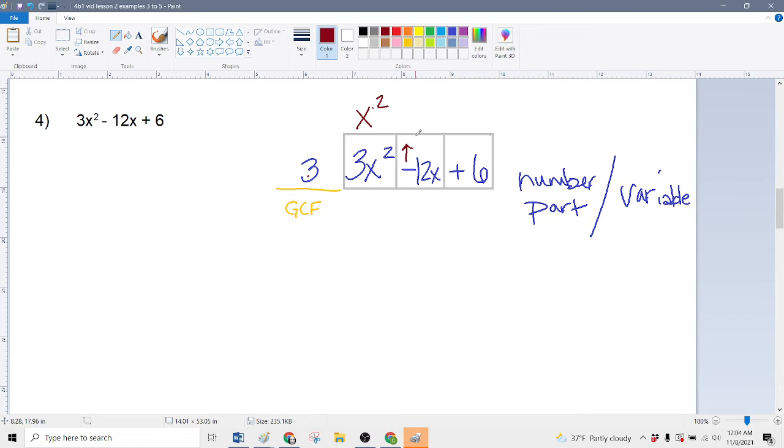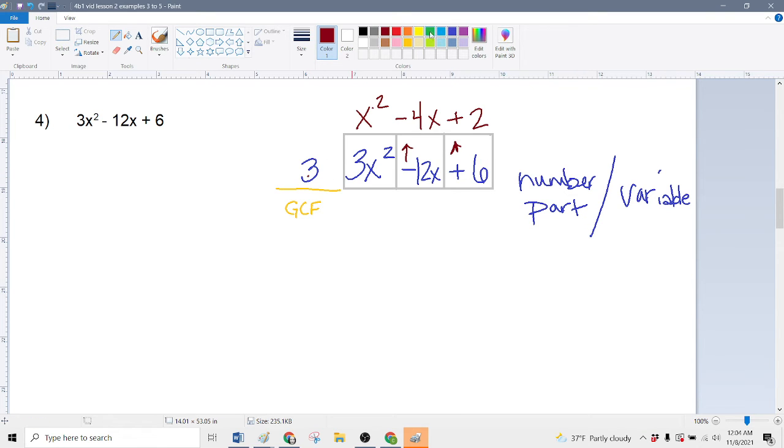Here, we're going to bring that negative up. In order for us to get that 12x, we're going to need to multiply the 3 by the 4 and the x, the negative 4 and the x. So negative 4x times 3, yep, negative 12x. This last spot, we're going to need to bring our plus up. And then we're going to need a 2 times 3 to get to that plus 6.